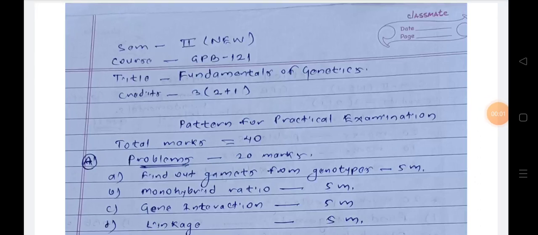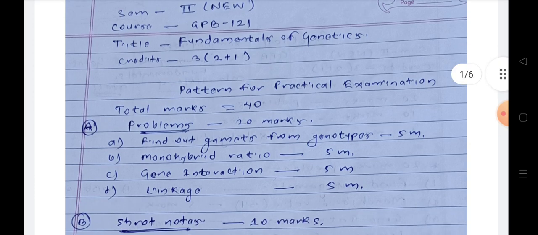Students, regarding the practical examination of GPV 121, 40 marks practical will be there. Out of 40 marks, 20 marks will be for problems, in which 4 problems are asked, each problem having 5 marks. So 4 problems: the first problem will be to find out the gametes for 5 marks, then the monohybrid ratio, that is the 3:1 ratio, 5 marks, one problem on gene interaction for 5 marks, and one in case of linkage for the 5 marks.